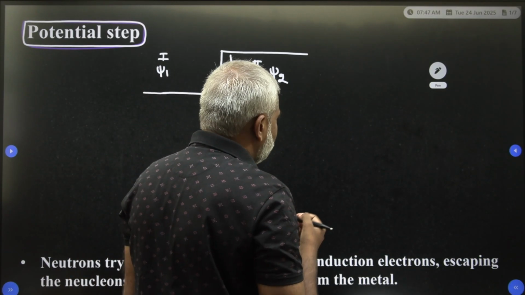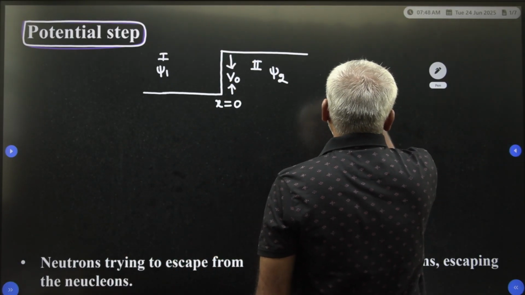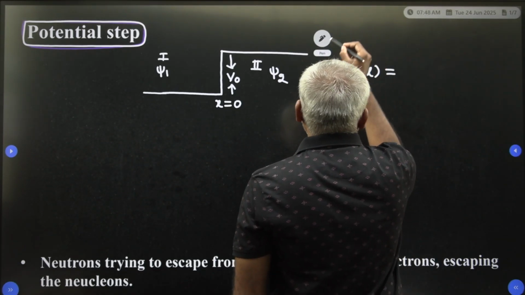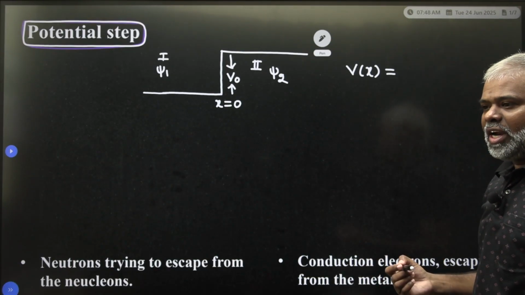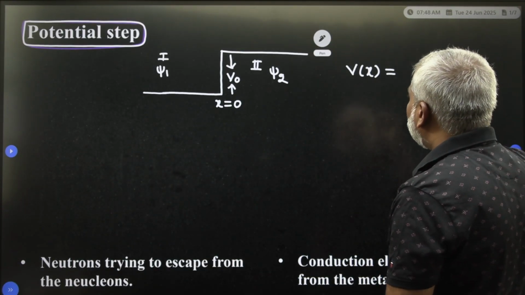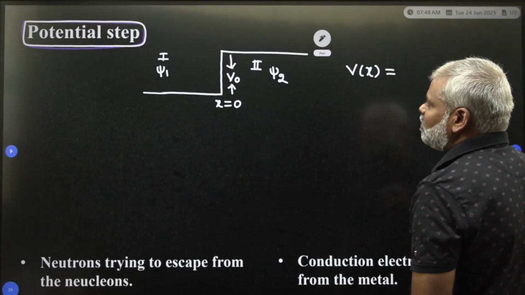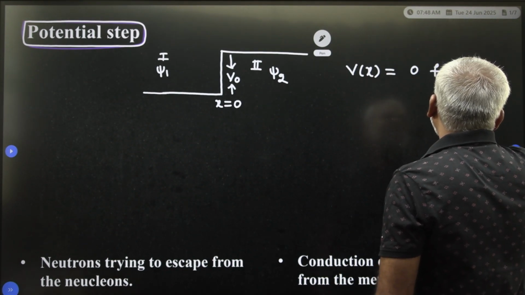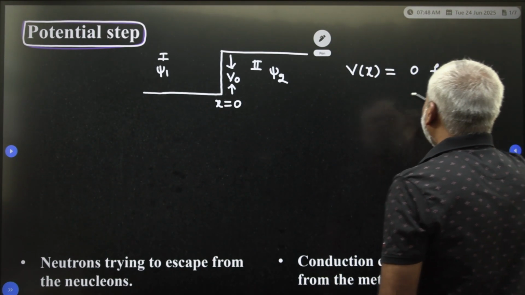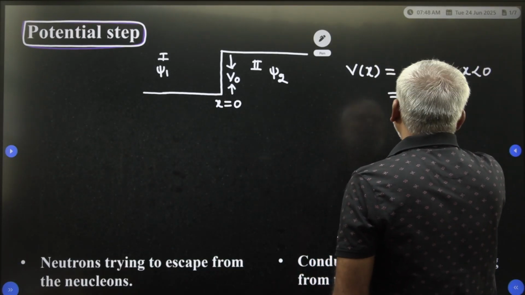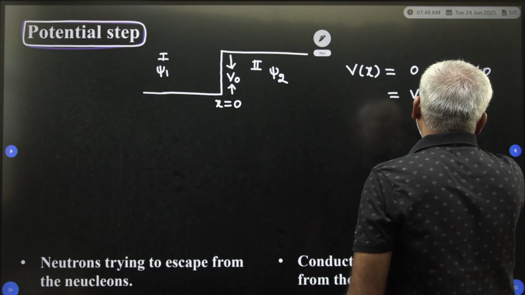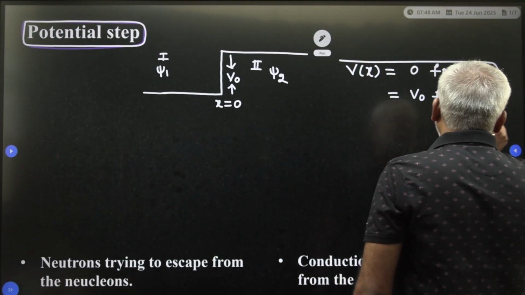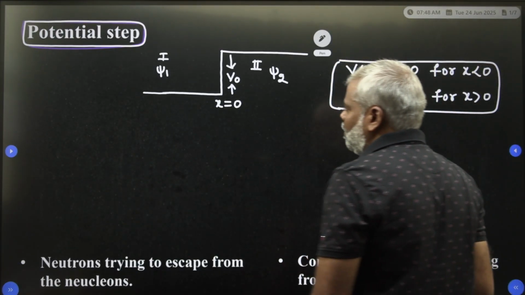Now you have to define the potential. Wherever you go, infinite square well, potential step or potential barrier, whatever it may be, you have to define the potential first. So, what is the potential? V of x is equal to 0 for x less than 0, and V of x is equal to V naught for x greater than 0. This is the definition of the potential step.